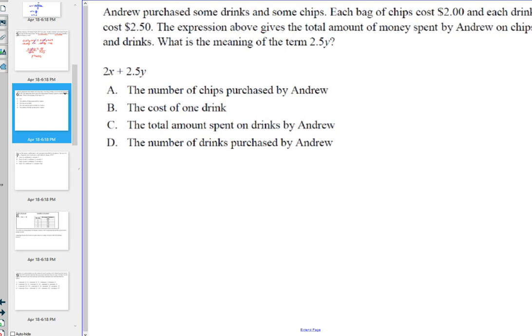Andrew purchased some drinks and some chips. Each bag of chips costs $2, and each drink costs $2.50. The expression above. That's not above, it's below, but okay. Now, they modeled it for you. So they want to know, what does 2.5y mean? Well, if it's $2 per chips, we're going to assume that x would have to be the chips.